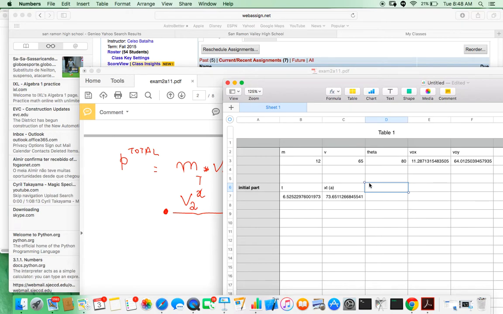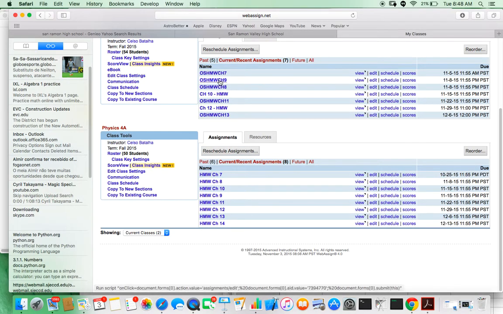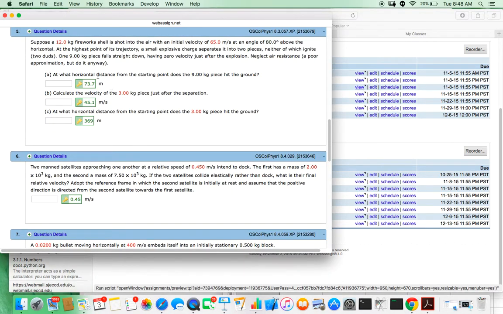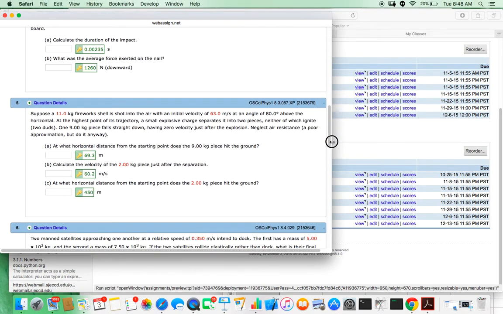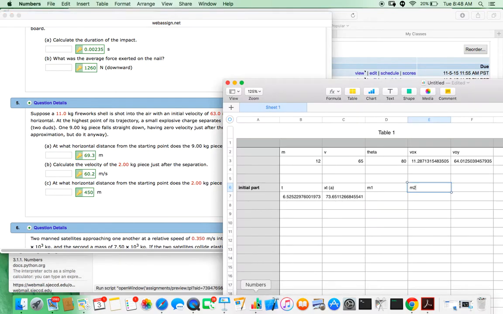So fragment 1 has a mass, and fragment 2 has also a mass. Fragment 1 has a mass. Let me see if I can find it. What is the problem? Fragment 1 has... Oh, shoot. What did I do? Oh, no, it changed everything. Oh, God. Okay, let me go back here. So it changed everything. See that?